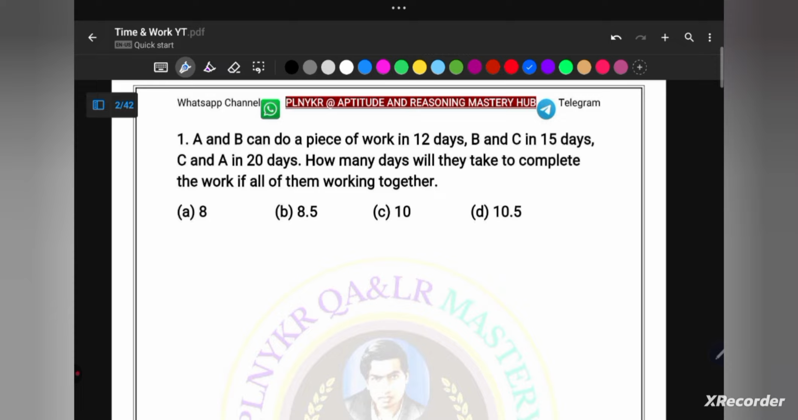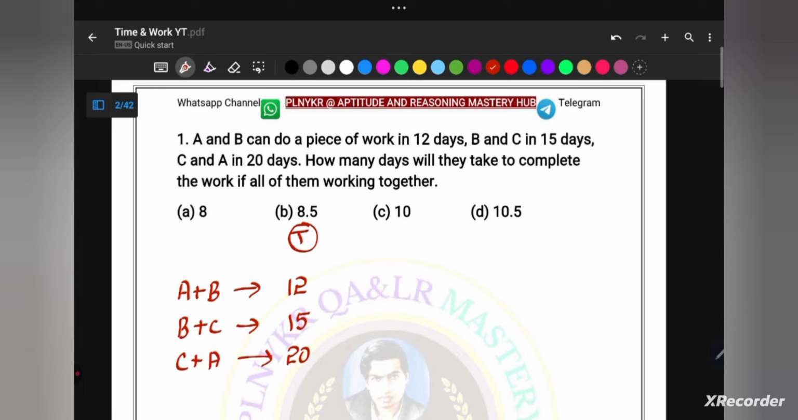So here, what is the first statement? A and B can do the piece of work in 12 days. That means A plus B together, they will be able to complete the work in 12 days. Whereas B and C together, how many days? 15 days. The next statement, C and A together, they will be able to work in 20 days. In the question, he clearly gave the information regarding the time.